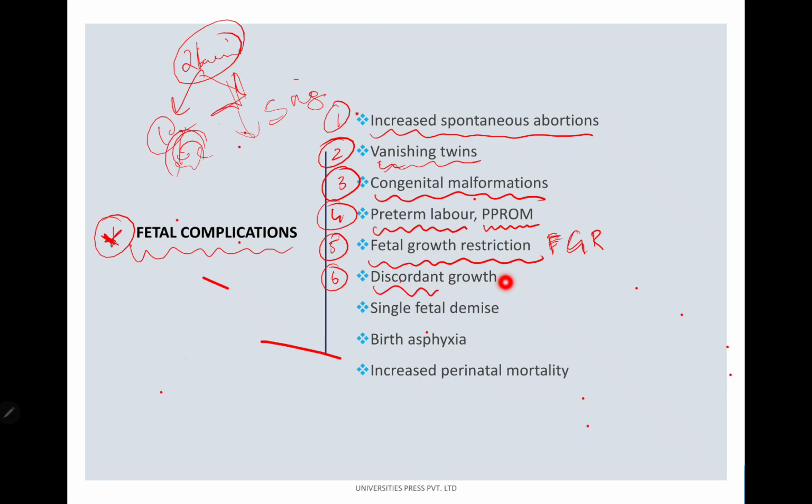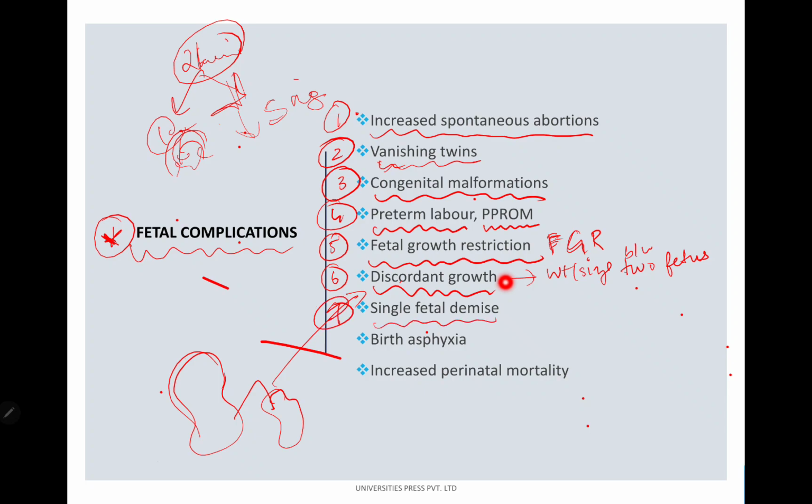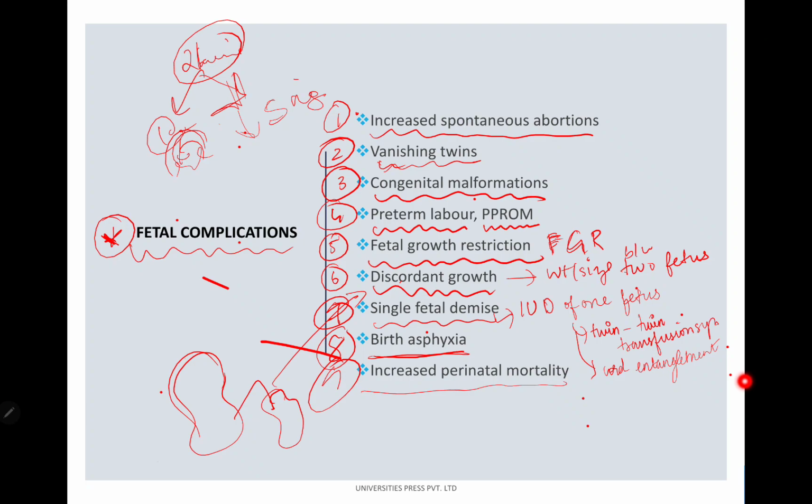Sixth complication is discordant growth. So what is this discordant growth? Discordant growth means there is a significant size or weight difference between the two fetuses. Say one fetus is very big and another fetus is very small. So this is nothing but discordant growth. The seventh complication is a single fetal demise. So these 9 fetal complications are very important.